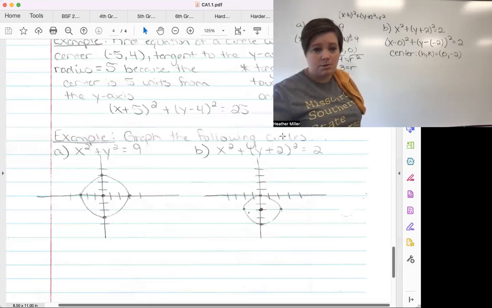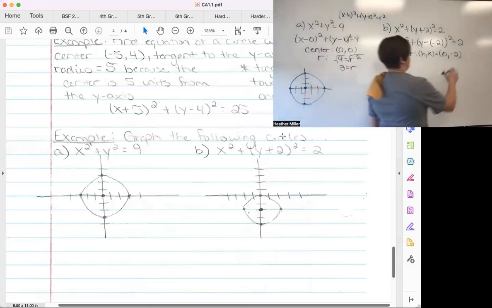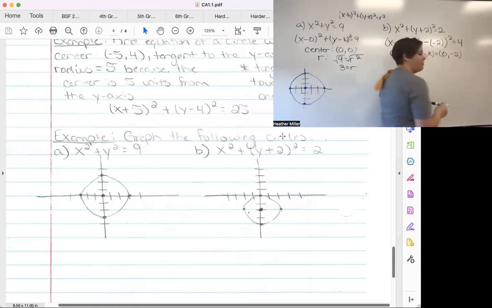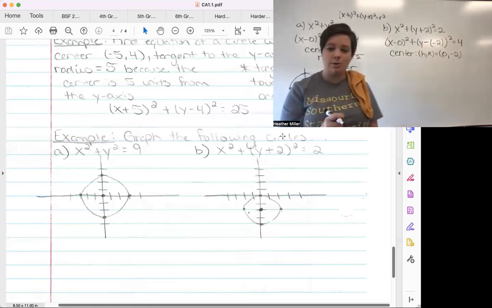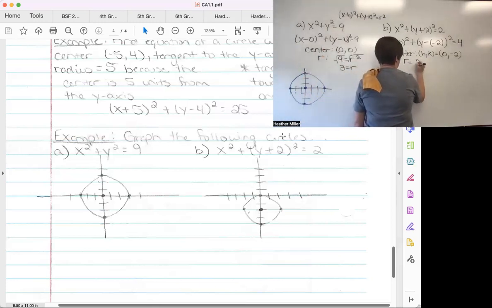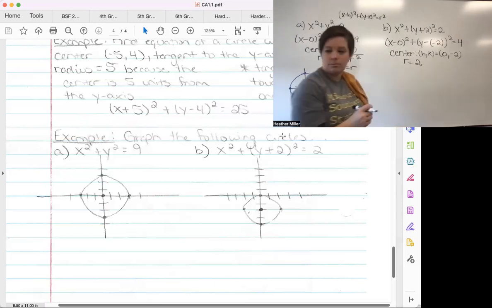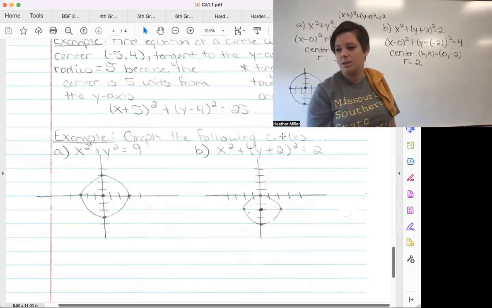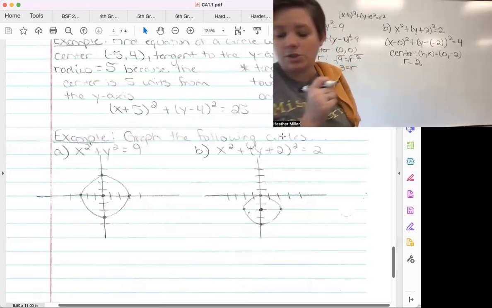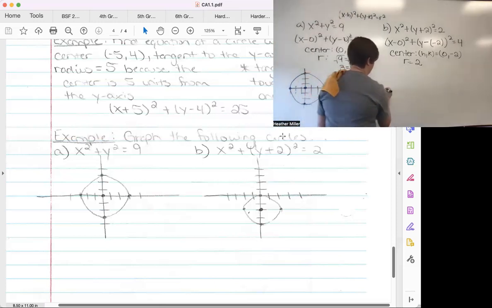And then I feel like there's a typo in my notes here, and that this is supposed to be 4. Just going off my graph, I think that's supposed to be a 4, and that my radius then would be 2. See, finding all kinds of mistakes. So that's supposed to be a 4. That way we have a radius of 2, which then matches the graph that I have drawn here.